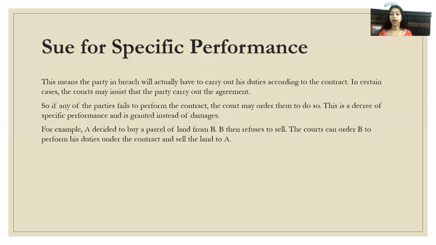For example, A decided to buy a parcel of land from B. B then refuses to sell. Then the court can order B to perform his duties under the contract and sell the land to A.